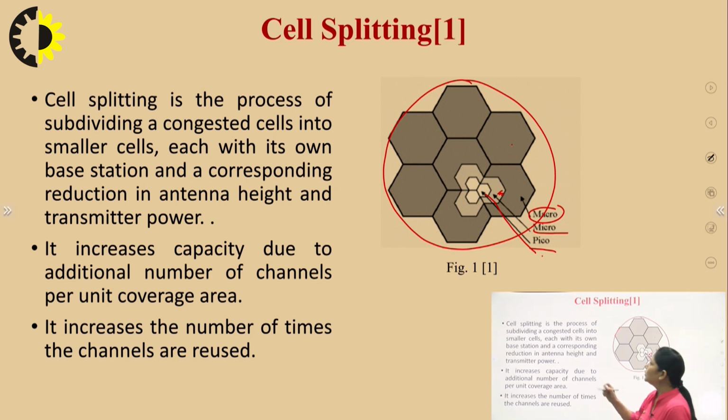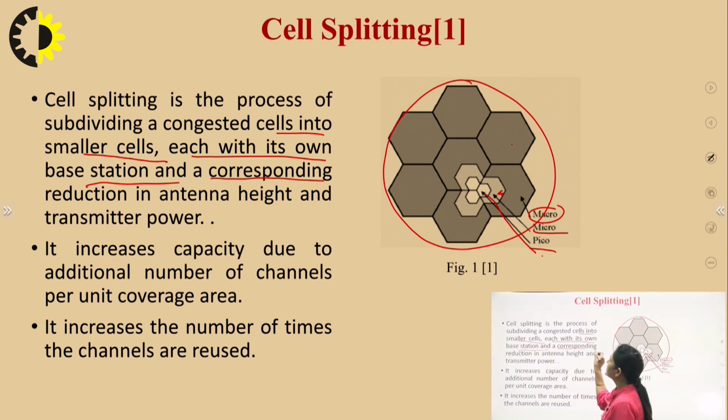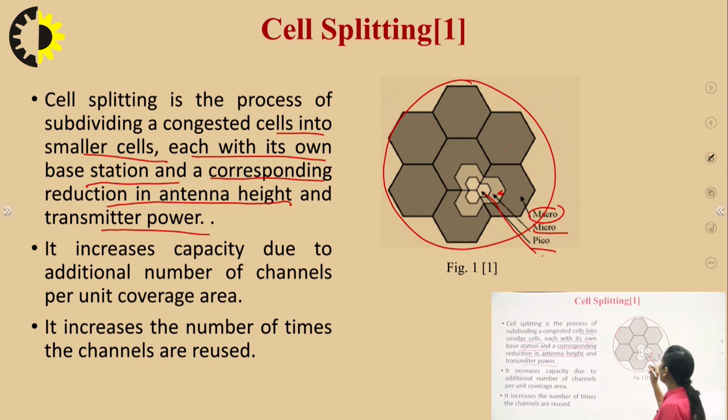The cell splitting process is used in congested areas where the number of channels required is more. The cell will have smaller cells, each with its own base station and a corresponding reduction in antenna height and transmitter power. Obviously, when the size of the cell is small, the base antenna has to cover a smaller area, so its transmitted power will be less as well as its height.